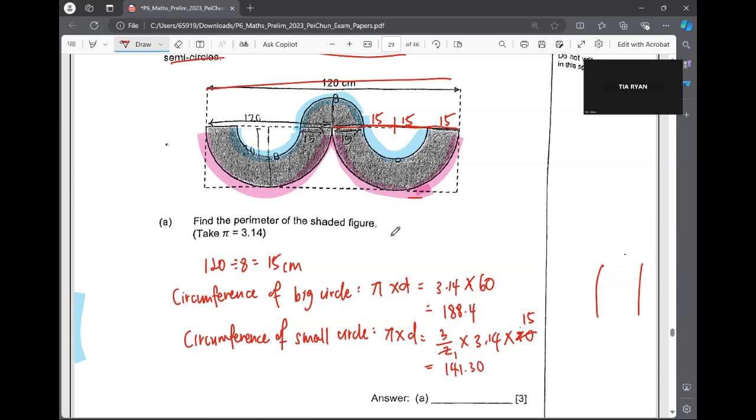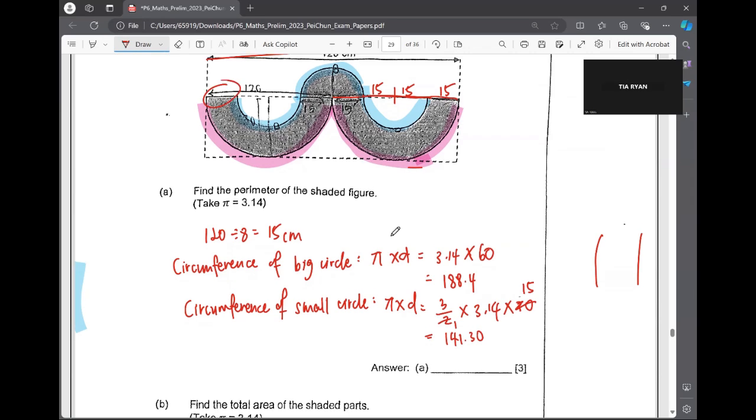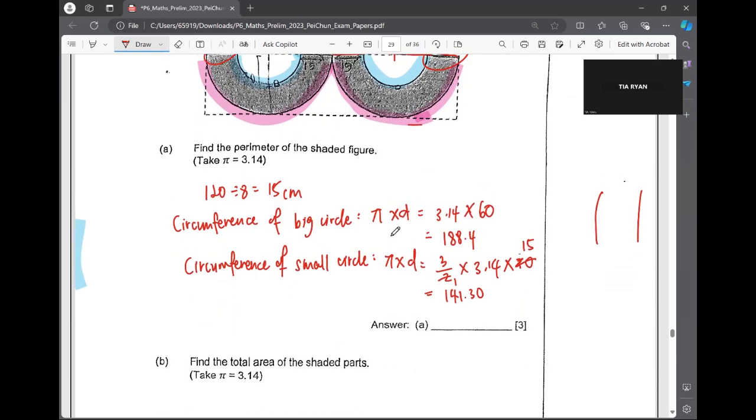You'll get an answer of 141.30. Next, we just have to add them up, but don't forget the two 15s that are part of the perimeter. So it's 188.4 plus 141.3 plus 15 plus 15. And what will you get? You'll get an answer of 359.70 cm. That's your answer to this question.